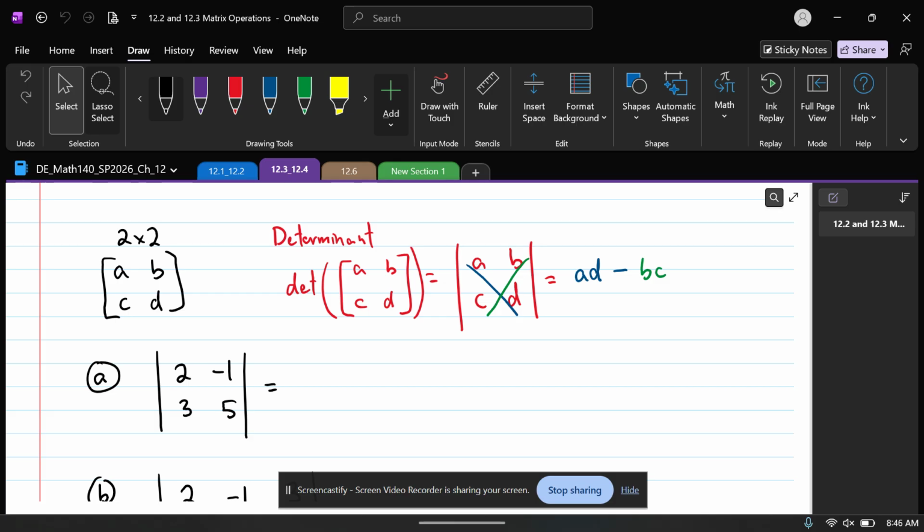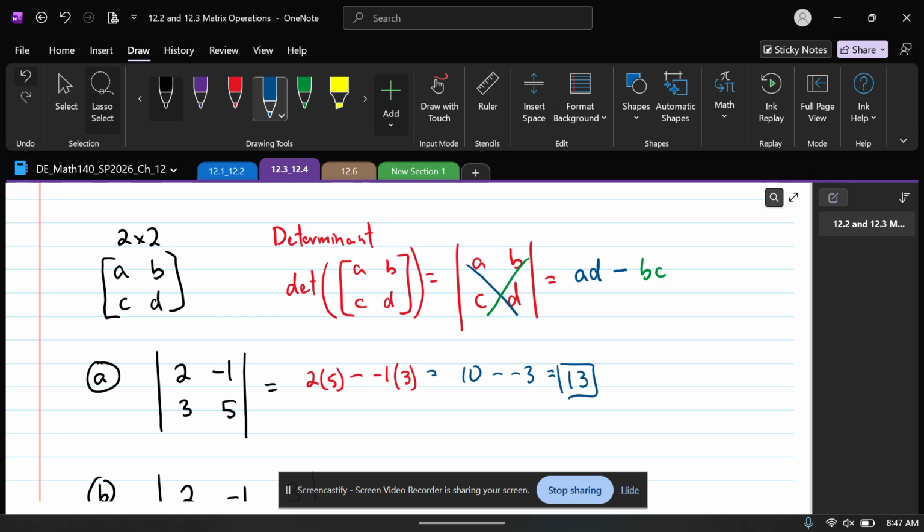The way you find the determinant of a 2 by 2 is you just multiply the diagonals and then subtract them. So the left diagonal starts in the top left times bottom right, A times D, and then top right times bottom left, B times C, and then you subtract those answers. That finds you the determinant of a 2 by 2. So for example A, it's going to be 2 times 5 minus negative 1 times 3. And you're just working that out. So that's 10 minus negative 3, which ends up being 13.